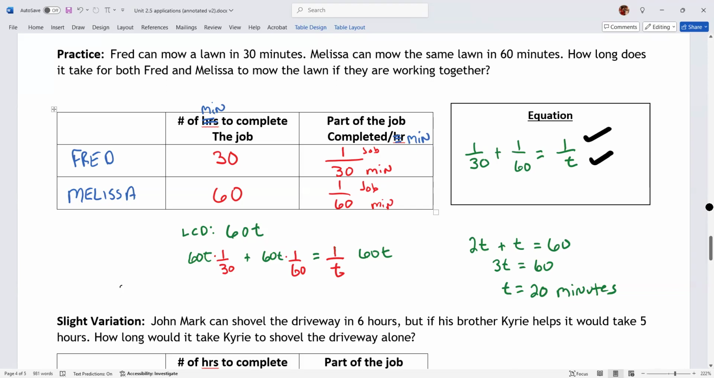So that's where the 2T comes from right here. Then the 60s cancel each other out, leaving me just a T. T times 1 is a T, so there it is there. And then I canceled the T's on the other side, leaving me just 60. 60 times 1 is 60. And then boom, 2T plus T is 3T is equal to 60. Divide by 3, you get 20 minutes.